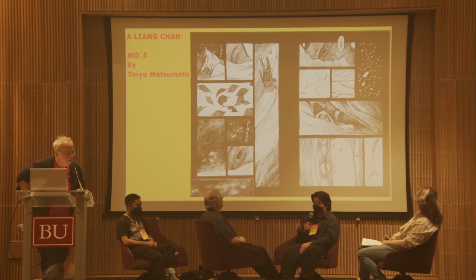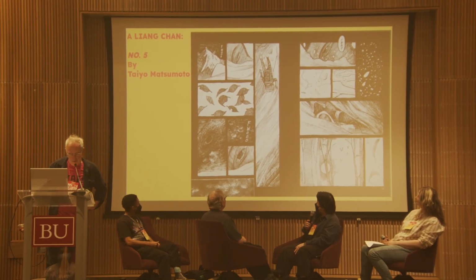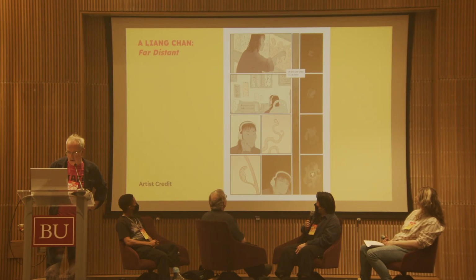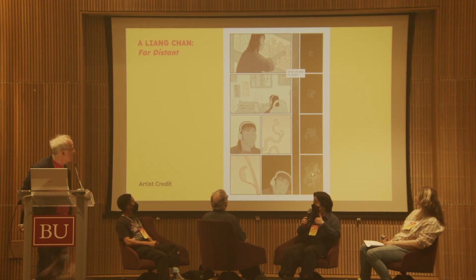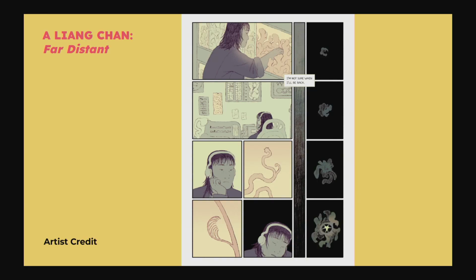Okay, let's take a look at what A is presenting from their own work. Yeah, so this is a page from my comic Far Distant, published with Bulgahan Press in 2023. The protagonist works a very isolated job at a sort of comm station, and then they start having these weird dreams that begin to encroach on their reality.